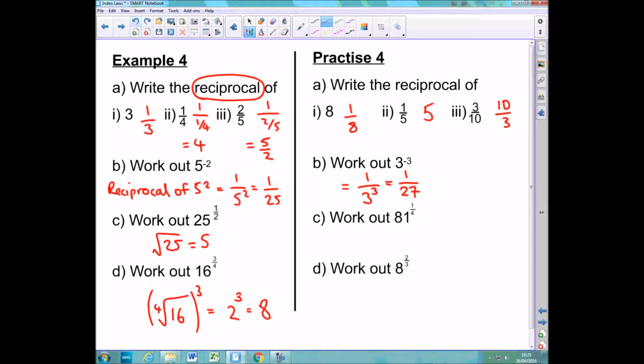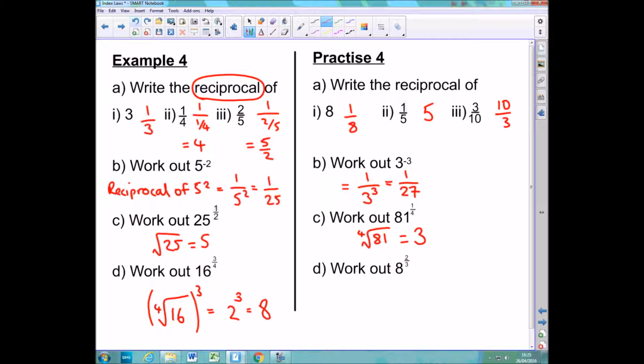Now I'm asked to work out 81 to the power of 1/4. So here 1/4 means not only the root of 81, but it's the 4th root of 81. So I'm looking for a number that not only times by itself, but times by itself and times by itself again gives me the answer of 81. And in this case, there's only one number that does that, and that is 3.